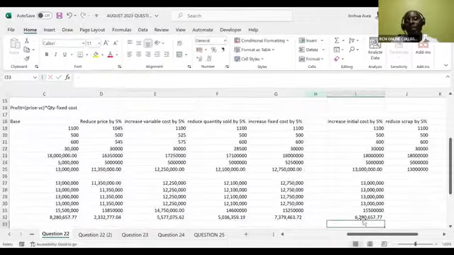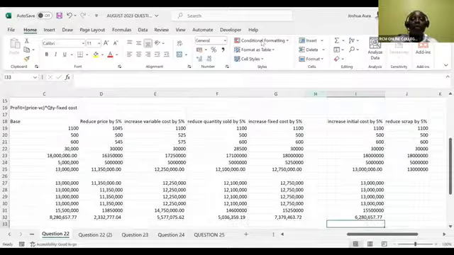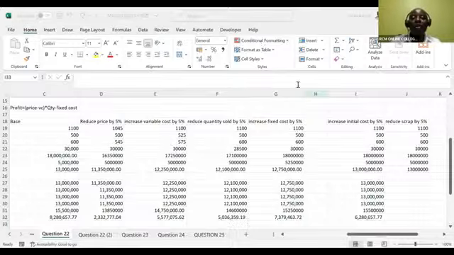Is there anybody who was able to get this 6280? No. Oh, great. So then we come and reduce scrap by 5%.